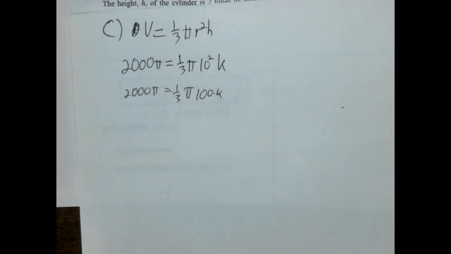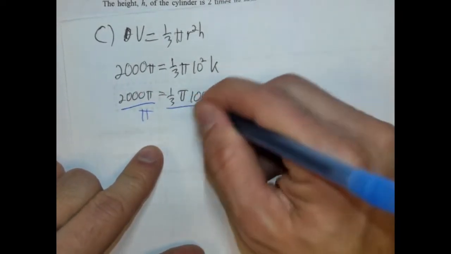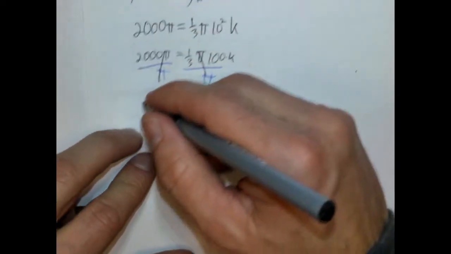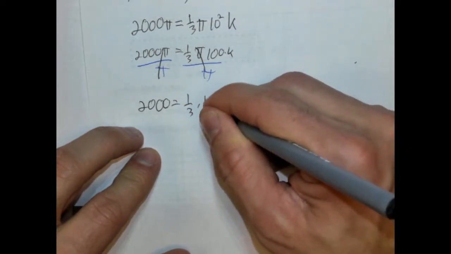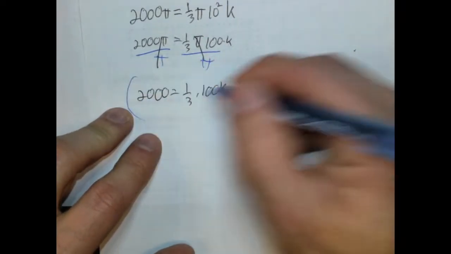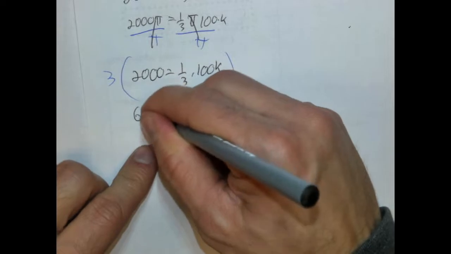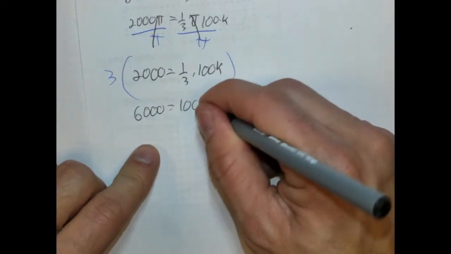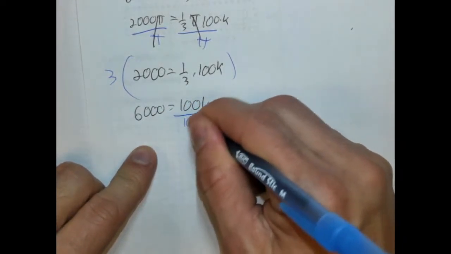Instead of evaluating an expression, we're going to solve an equation here. We're solving for k, so let's simplify this a little bit. We have 2,000 pi equals 1/3 pi times 100 times k. Let's get rid of the pi's first, so we divide both sides by pi. The pi's disappear. So we have 2,000 equals 1/3 times 100k. To get rid of this 1/3, we multiply by 3. So this becomes 6,000. Now we have 100k. We divide by 100 because that's our coefficient.